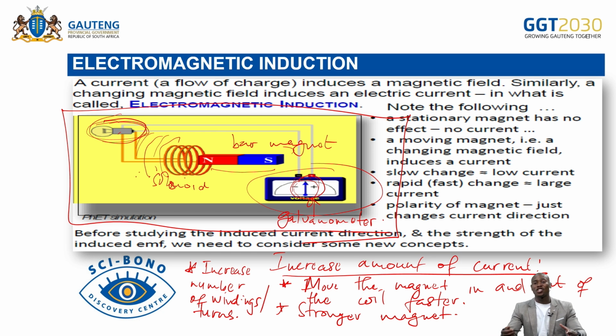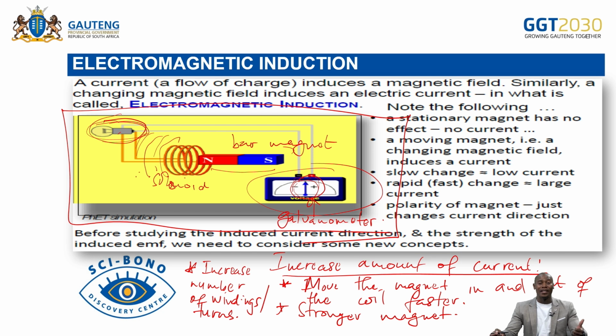As long as there's that changing magnetic field, as long as there's that relative movement between the magnetic field and the coil, current will be induced. And how can we increase the amount of current that is induced in that coil? One, move the magnet in and out of the coil faster. Two, use a stronger magnet.